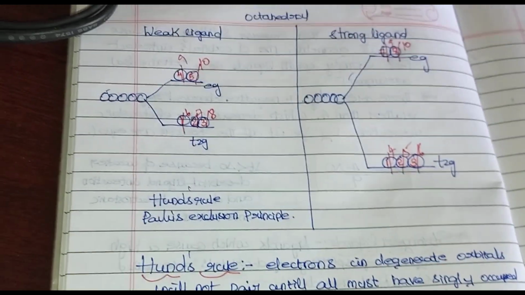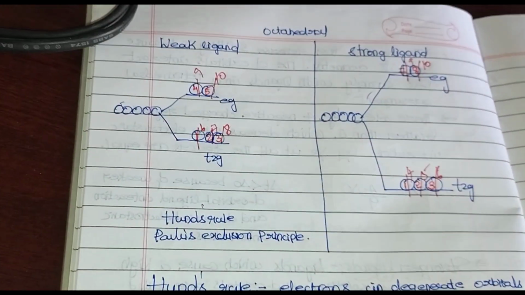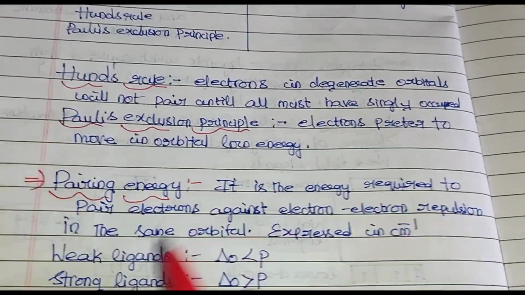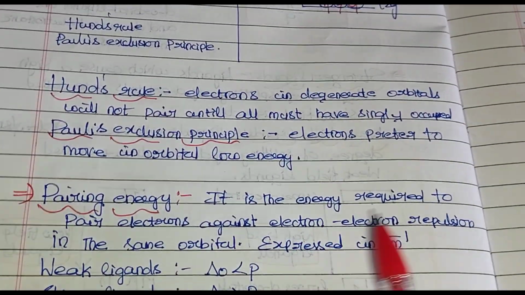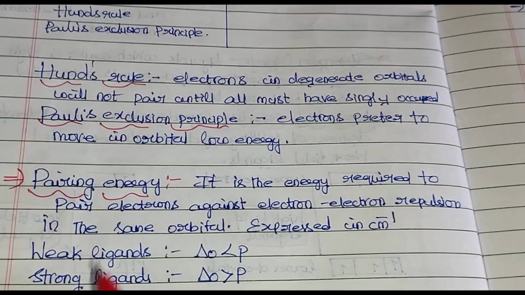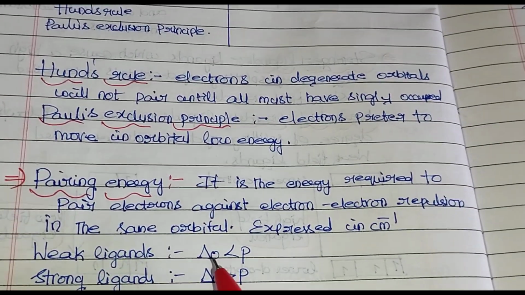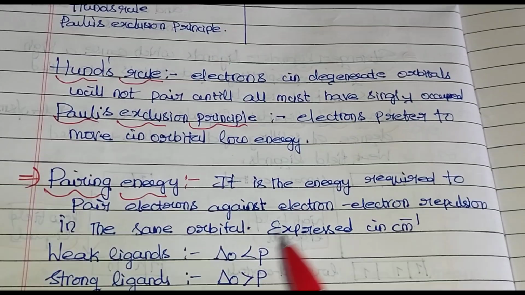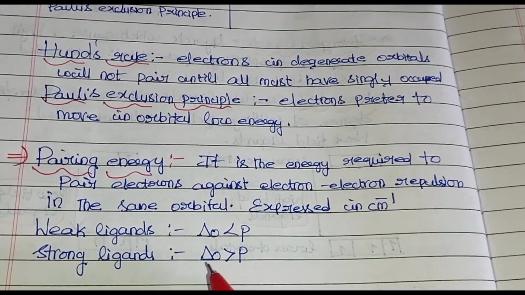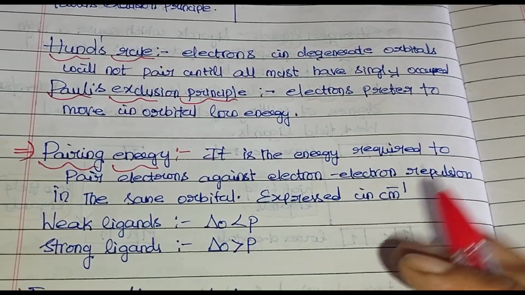So for pairing, energy is required, that is nothing but the pairing energy. It is the energy required to pair electrons against electron-electron repulsion in the same orbital. So in the case of weak ligands, delta 0 will be less than the pairing energy, and in the case of strong ligands delta 0 will be greater than P.